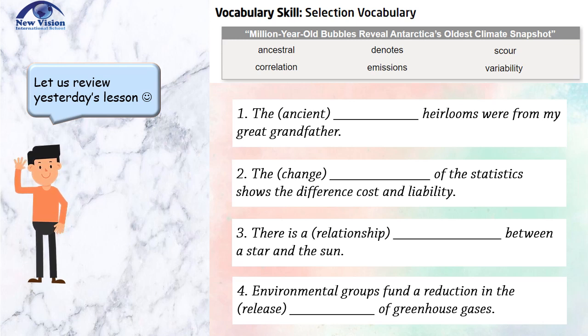Let us see if we have the same answer. 1. Ancestral. 2. Variability. 3. Correlation. And 4. Emissions.